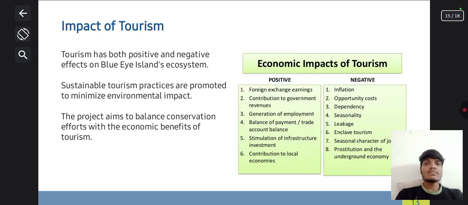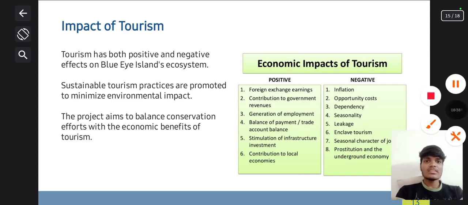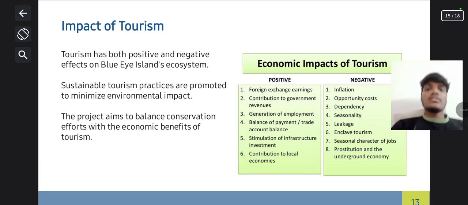Impact of tourism. Tourism has both positive and negative effects on the Blue Eye Iceland ecosystem. Sustainable tourism practices are promoted to minimize environmental impact. The project aims to balance conservation efforts with the economic benefits of tourism.